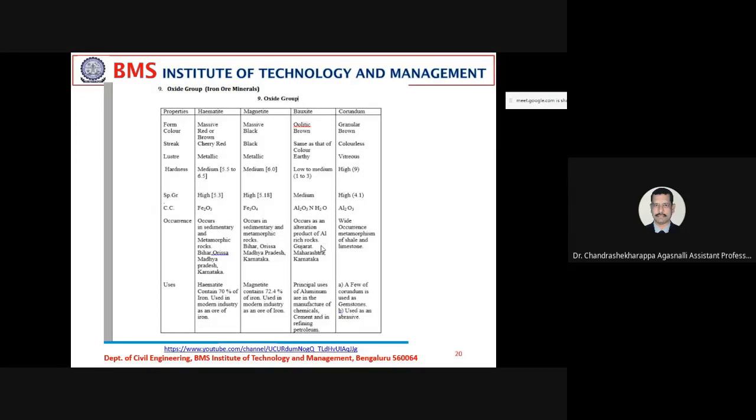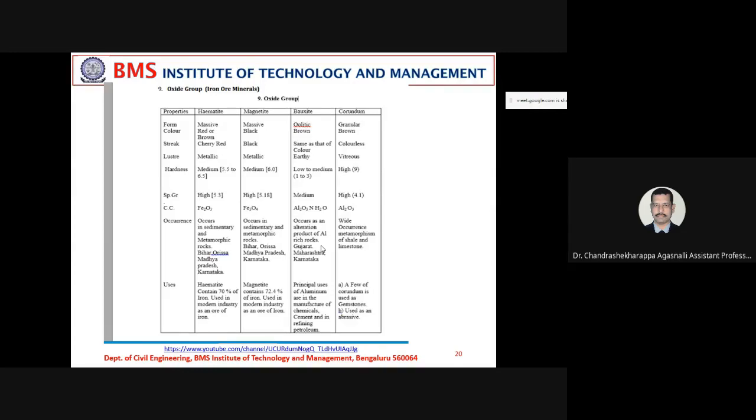The principal uses are for alumina, the manufacture of chemicals, and in the refining of petroleum products. This is what we generally use bauxite for. Gujarat is a major producer with a lot of bauxite mines, even in Maharashtra also, especially coastal.